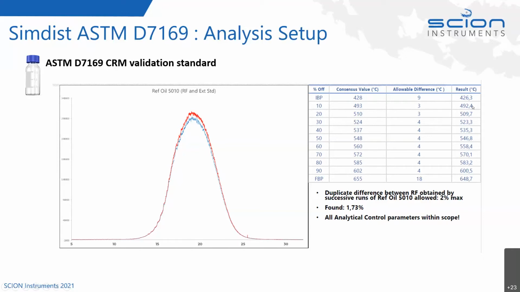And here we have the cut point all the way up, and we are in well agreement with the allowable difference for the cut points up into the final boiling point of 655 degrees Celsius, and on this GC result we have 648.7. So it gives us good confidence by running these validations, these certified reference materials, that the GCs when they leave the factory and when you use them is fit for purpose and is accurate.